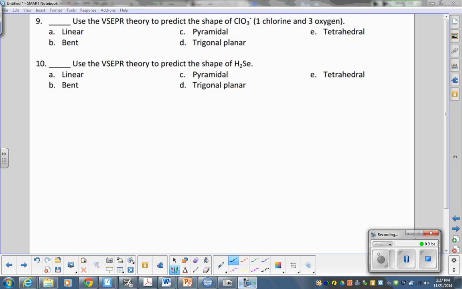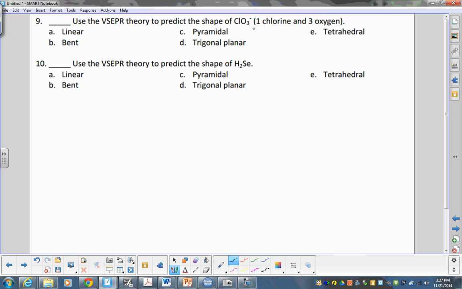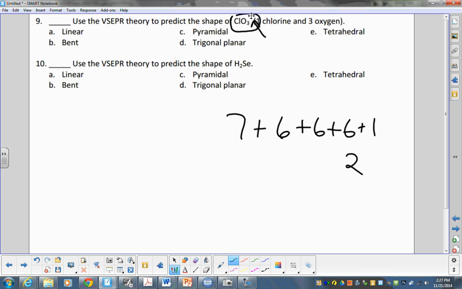Predict the shape of ClO3-. So when we go to do it, Cl has 7, O is 6, 6, and 6, and the charge is -1, so we add another one. So it's going to be a total of 18 plus 8, 26. So it's 26 valence electrons right there.